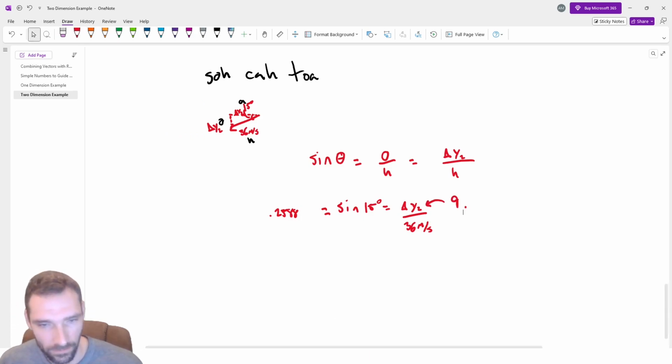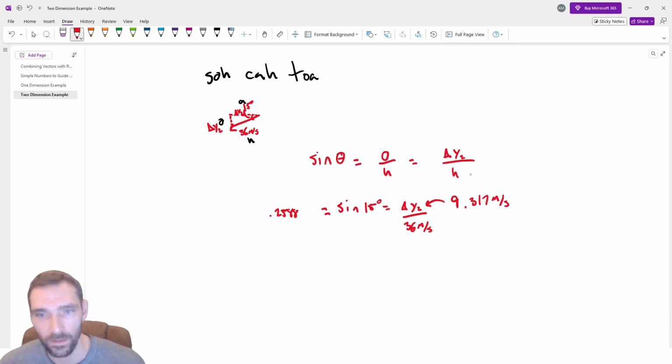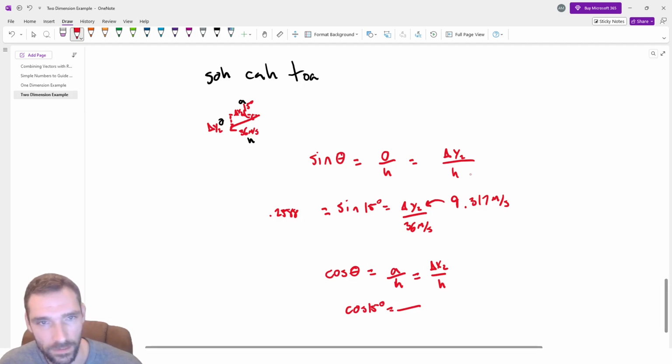So 9.317. But again, this should be a negative number in our coordinate system, so we'll need to be careful with that. Then we've also got our cosine theta here, which is going to be my adjacent over hypotenuse, which is going to be my change in x2 over the hypotenuse of this problem. So if we do cosine 15 degrees, that would be equal to the change in x2 over 36.